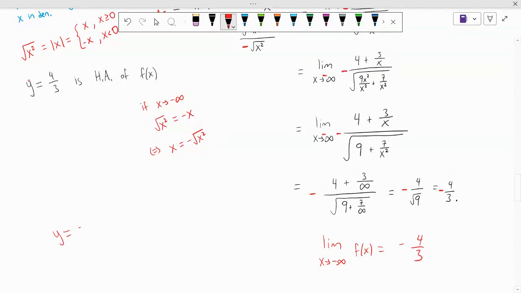So that means that y equals -4/3 is going to be another horizontal asymptote. The function will have two horizontal asymptotes altogether.